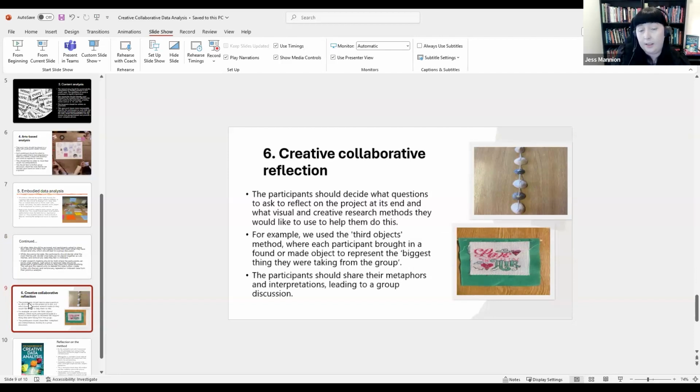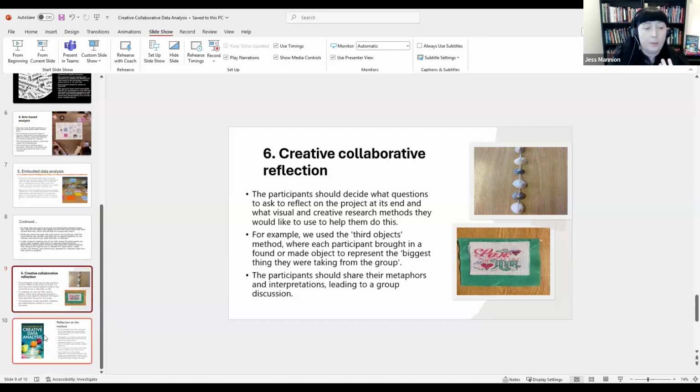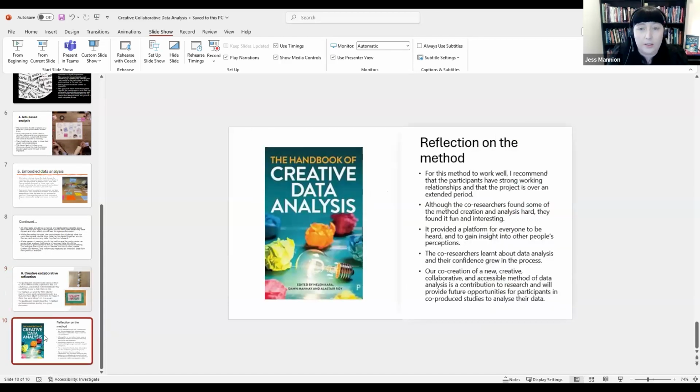So for example here, the co-researchers came up with the question, what's the biggest thing we're going to take away from this research project in this group? And they brought in found or made objects to be able to represent that, and they shared these and their interpretations, and it led to a whole group discussion. So this happened throughout the whole study, and it was a lot of work.